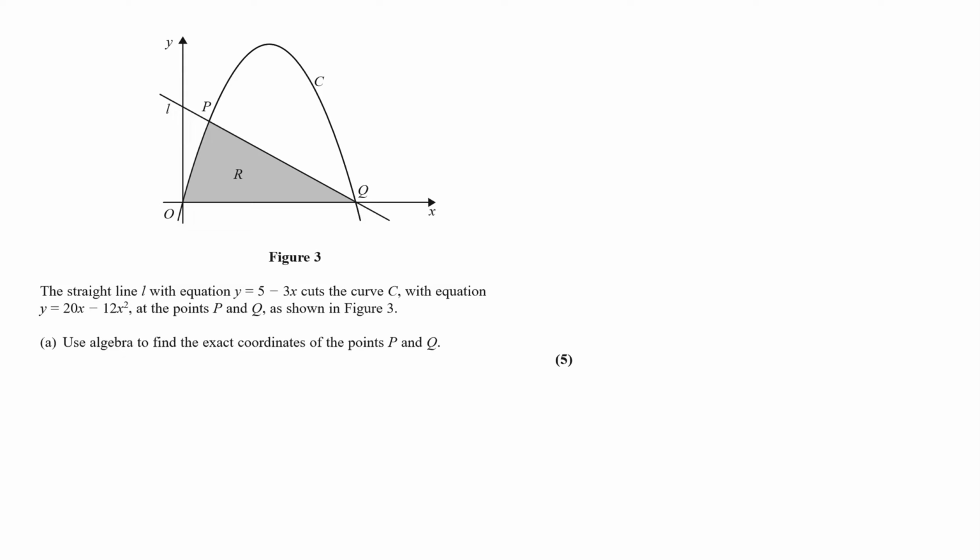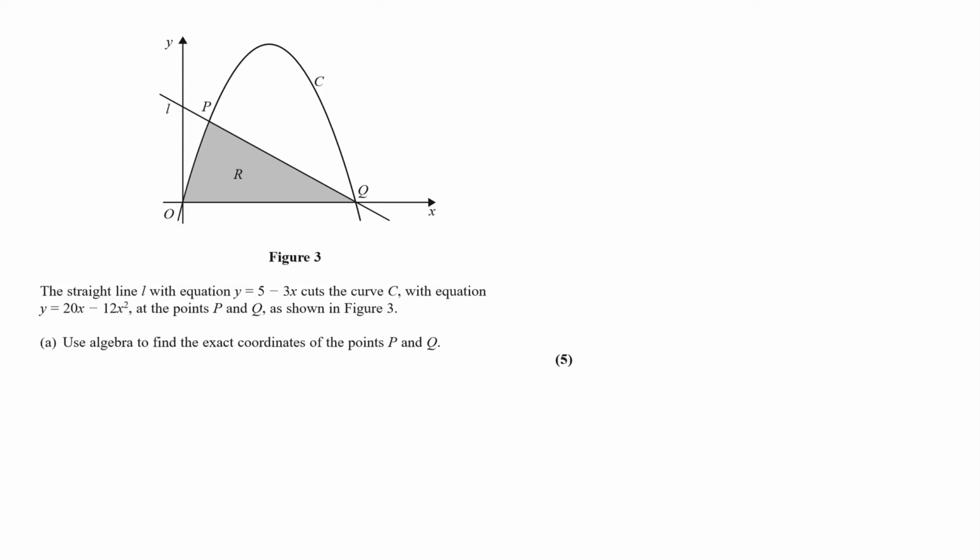You're told the equation of the line is y equals 5 minus 3x, and the equation of the curve is y equals 20x minus 12x squared. And they intersect at points P and Q, as you can see on the diagram. We're going to find what those points of intersection are.